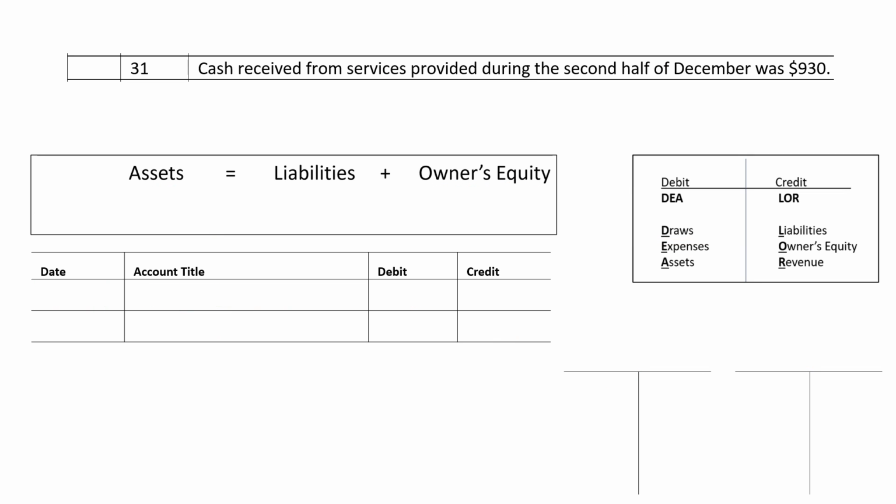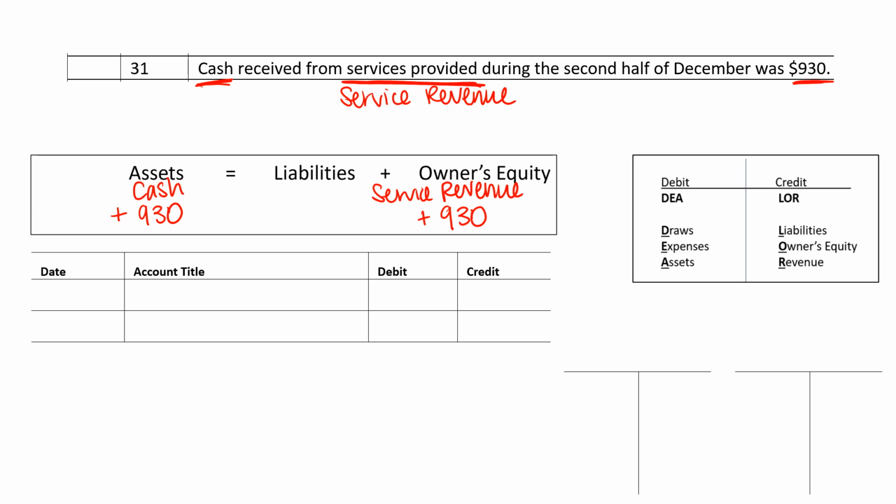December 31st, cash received from services provided during the second half of December was $930. So cash received of $930. And since this is because services were provided, that is generating revenue, which is service revenue. So cash is an asset. Cash is increasing by $930. Revenue impacts owner's equity. Service revenue is increasing by $930.